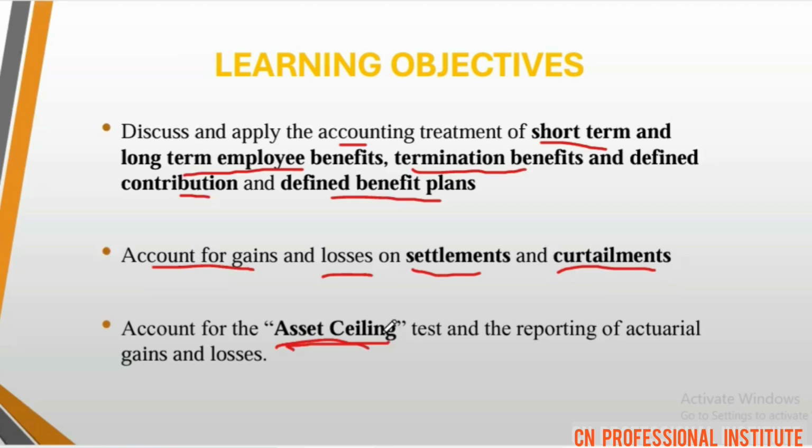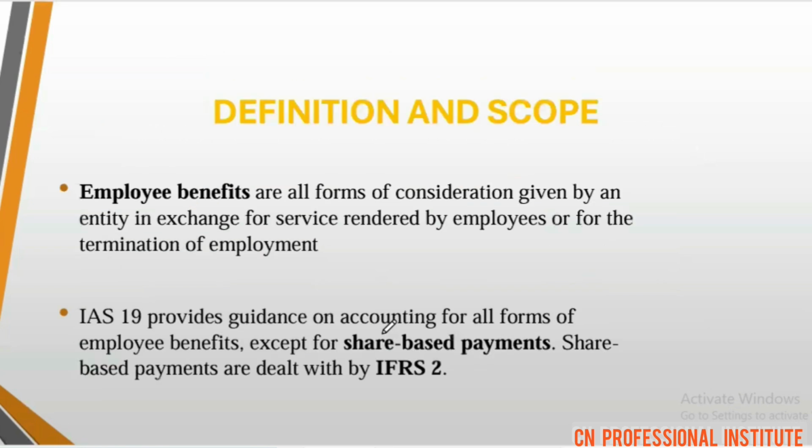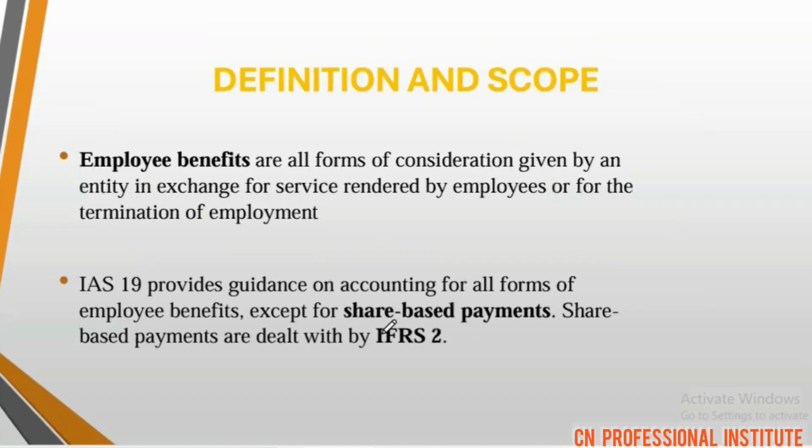So let's continue and look at the scope. Every standard has a scope and definition. So let's define the topic. The topic is employee benefits. So what are employee benefits? As the name implies, all benefits paid to employees when they work for an employer. Basically, that's what employee benefits are.